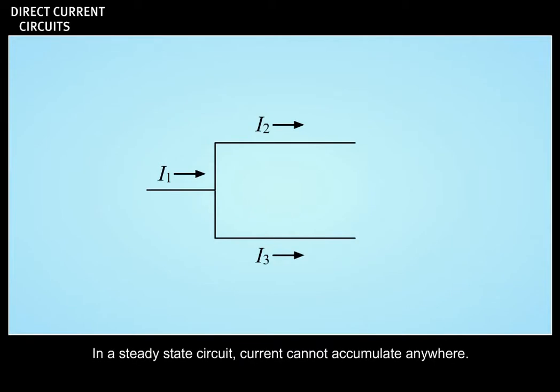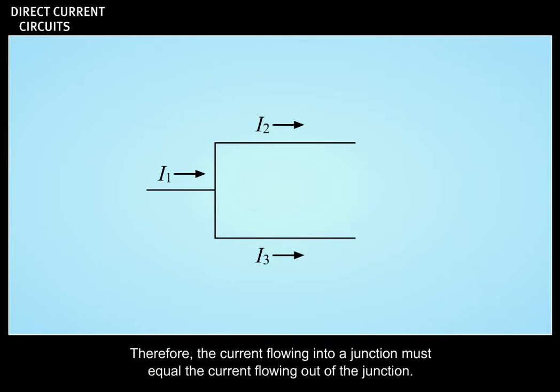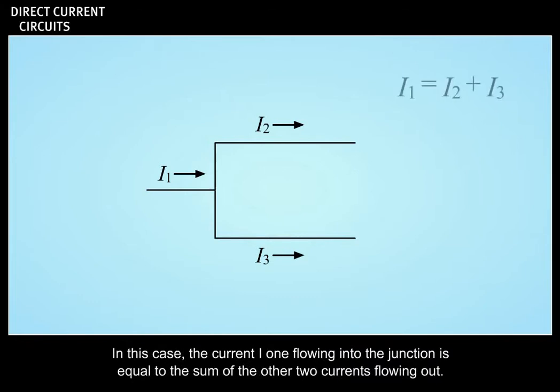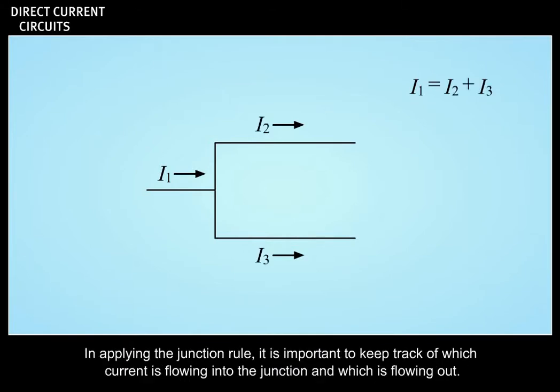In a steady-state circuit, current cannot accumulate anywhere. Therefore, the current flowing into a junction must equal the current flowing out of the junction. In this case, the current I1 flowing into the junction is equal to the sum of the other two currents flowing out. In applying the junction rule, it is important to keep track of which current is flowing into the junction and which is flowing out.